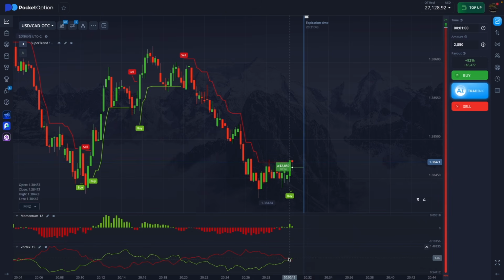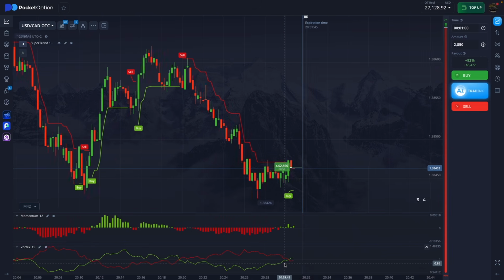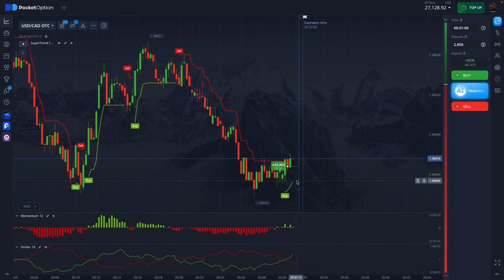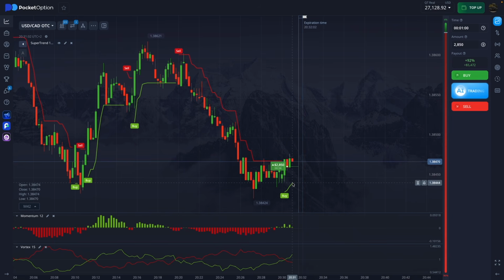There was a recent crossover on the Vortex indicator, meaning the green line crossed the red line from bottom to top. This is generally a pretty good signal that I can start entering up trades specifically based on the Vortex indicator. A signal to buy appeared from the SuperTrend indicator, and the current line is pointing upwards. So I entered into an up trade at $2,850. Now it's just a matter of waiting to see how this trade closes.